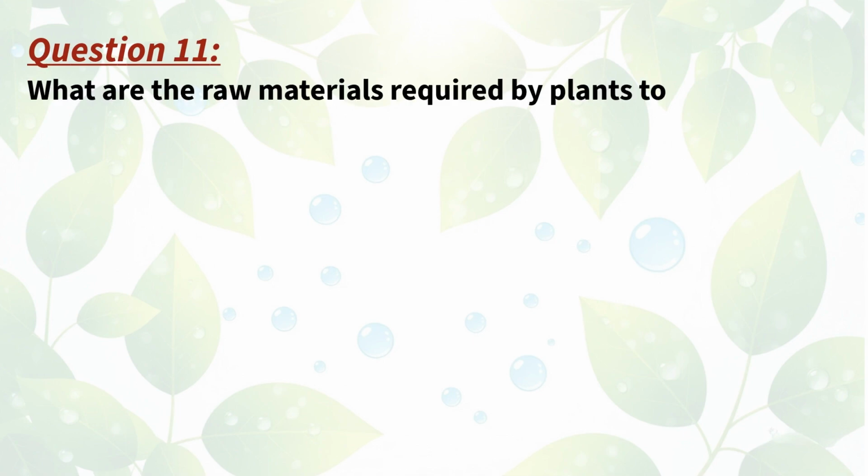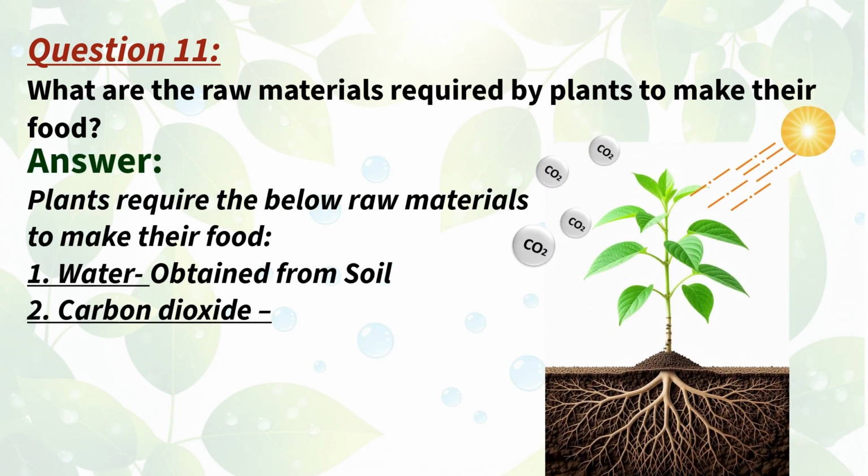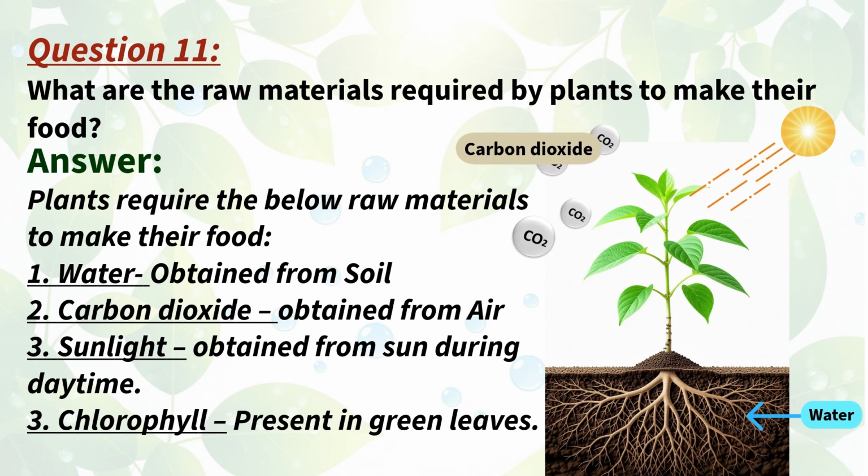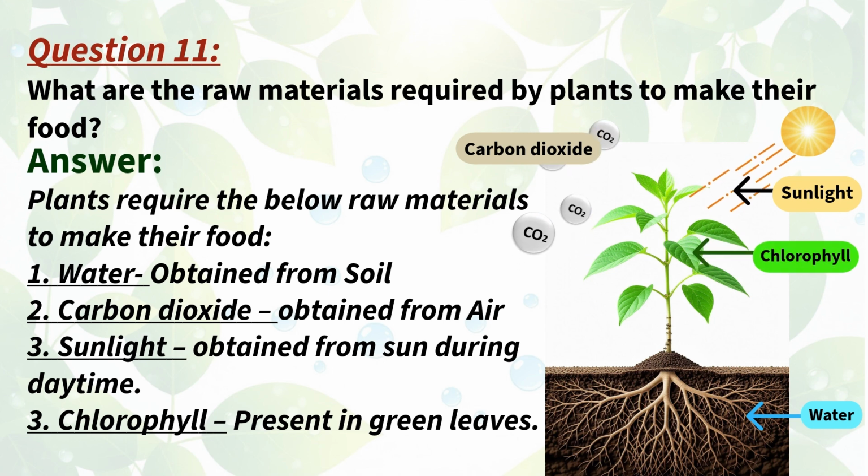Question 11. What are the raw materials required by plants to make their food? Answer. Plants require the below raw materials to make their food. 1. Water obtained from soil. 2. Carbon dioxide obtained from air. 3. Sunlight obtained from sun during daytime. 4. Chlorophyll present in green leaves.